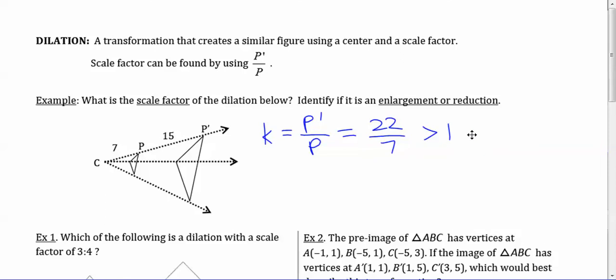In this case, it's bigger than 1 or less than 1. And in this case, it's bigger than 1. I mean, 22 over 7 is going to be 3 and a little bit more than that. So this is going to be an enlargement. That means that the after is bigger than the before was.